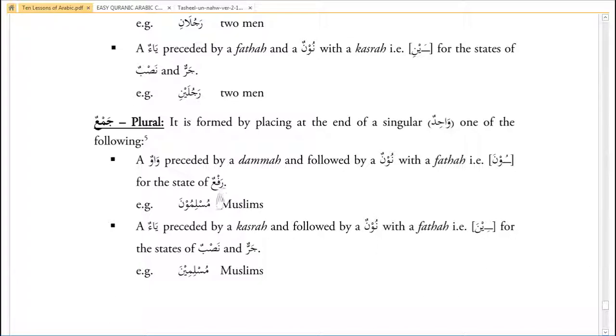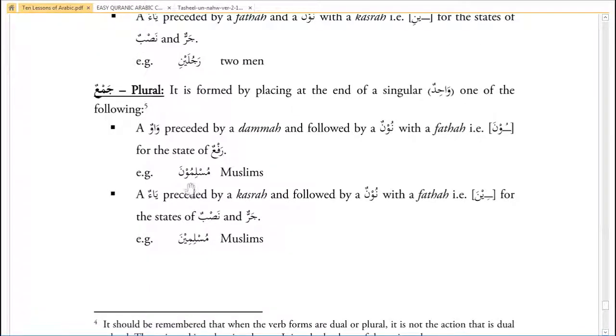Muslimuna in the state of rafa. And in the state of nasab and jar, you add ya and noon with fatha. No, sorry, before that it will be kasra, so ina. In the state of nasab and jar, it will be muslimina. In the state of rafa, it will be muslimuna. In the state of nasab and jar, it will be muslimina.